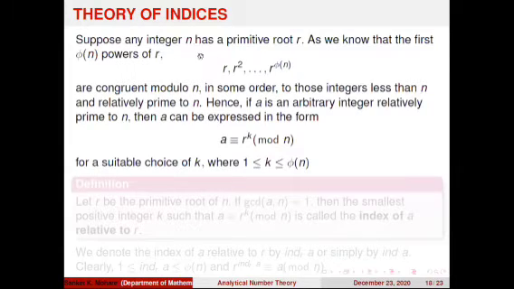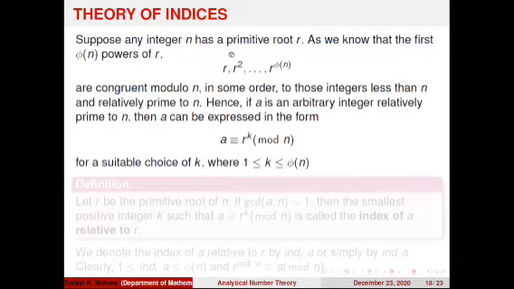Suppose any integer n has a primitive root r. Now remember what this line means. Up till now we just discussed primitive roots and all things around the primitive root. But what exactly is a primitive root? Whenever this line comes, any integer n has a primitive root r, what does it mean? It means r to the power phi of n is congruent to 1 modulo n.